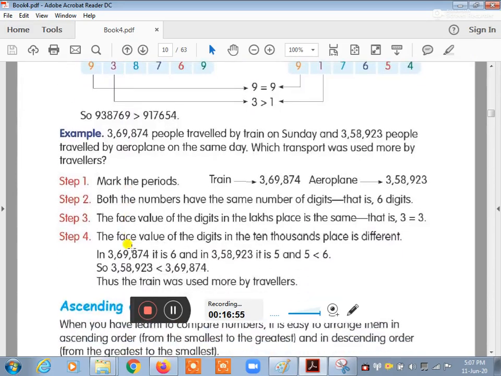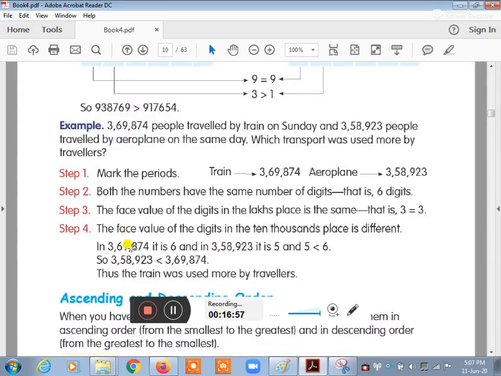Here we have an example. 3,69,874 people travel by train on Sunday, and 3,58,923 people travel by aeroplane on the same day.